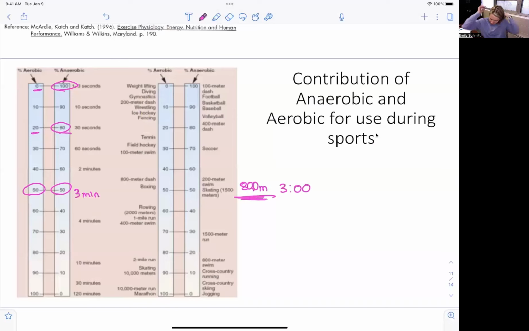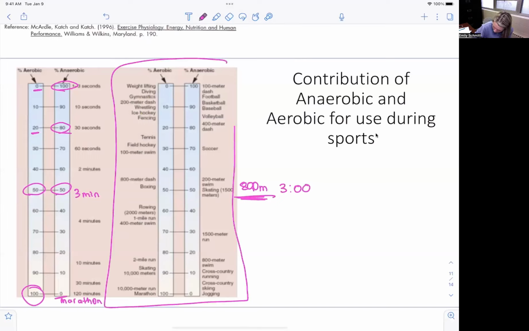And then as we get more into, say, the marathon, where you are using 100% aerobic versus our 0% anaerobic. So again, on the right-hand side here, it will give just some sports and some competitions and sort of where they fall in this continuum. So I'll give another plug here. Pay attention to this for quiz 1 as well. This will be something that you'll be able to come back and reference when I ask you some questions about that.